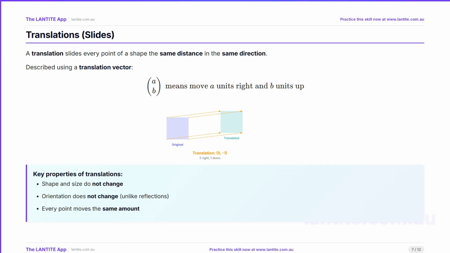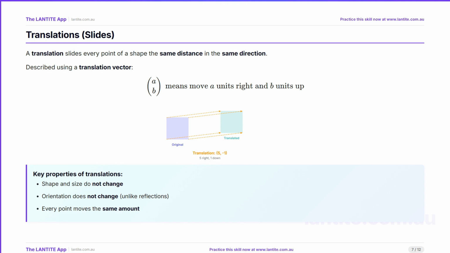A translation slides every point of a shape the same distance in the same direction. We describe translations using a vector, written as a column with two numbers. The top number tells you how far to move horizontally, with positive meaning right and negative meaning left. The bottom number tells you how far to move vertically, with positive meaning up and negative meaning down.